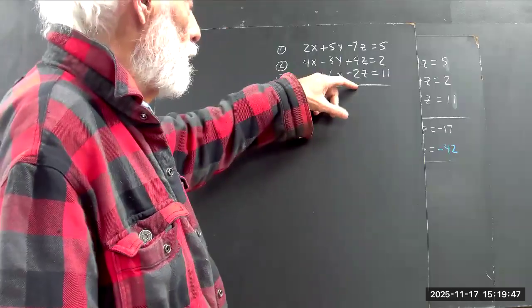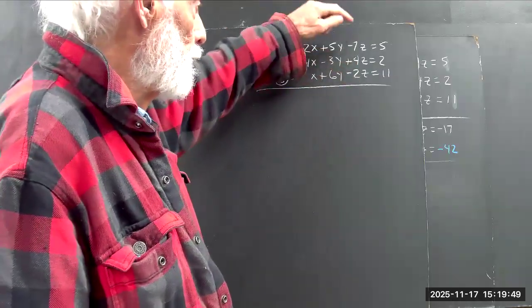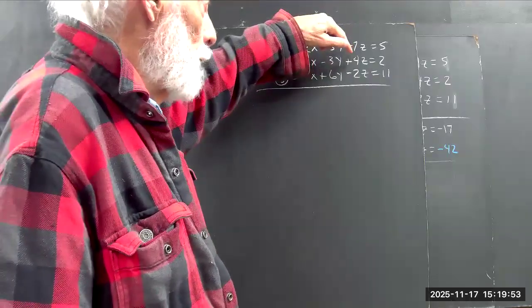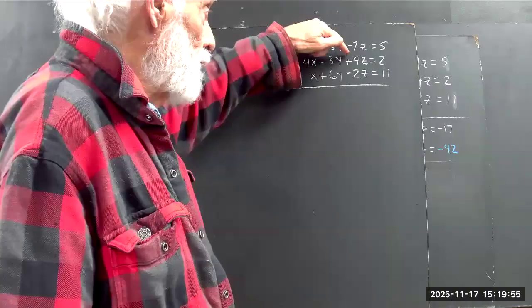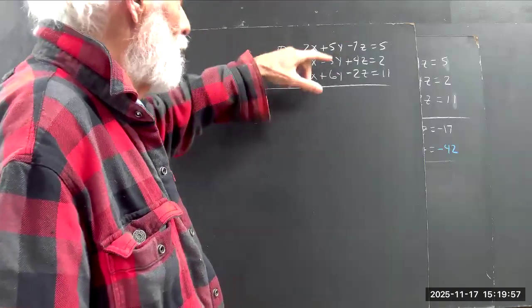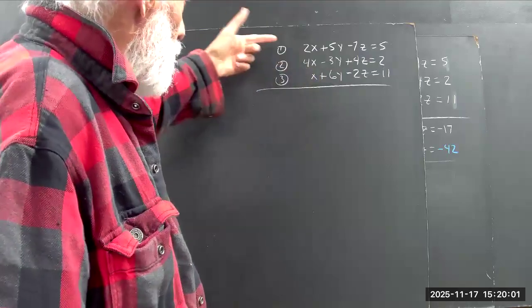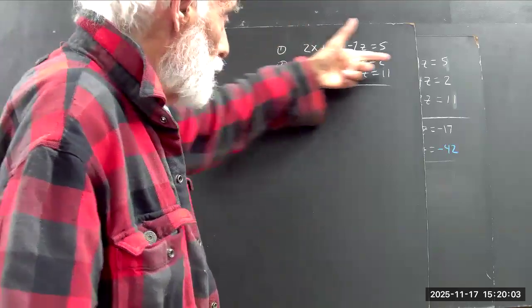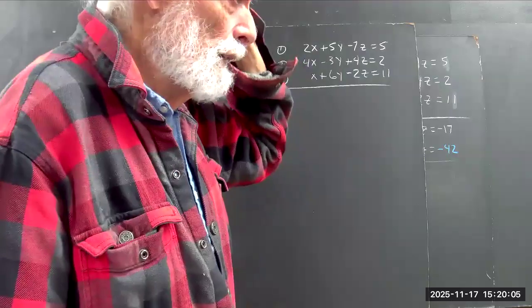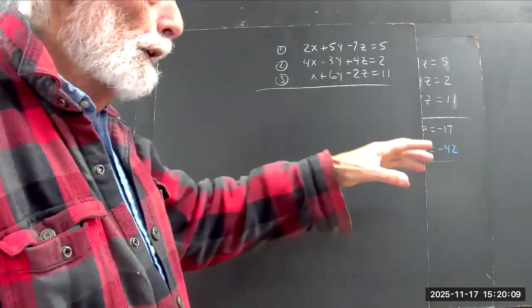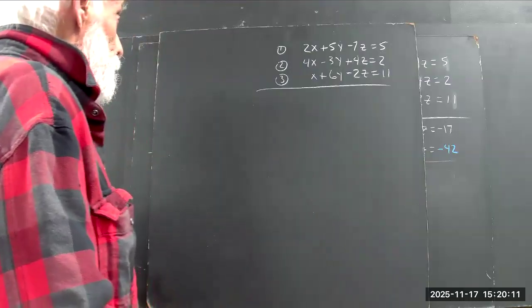But then there's no convenient multiple of either of these equations that will get rid of the negative 7z. We could multiply the second equation by 7/4, and that would get rid of the negative 7z. But the rest of the equation would have some kind of ugly fractions in it, and we'd try to avoid that. Can't always avoid it, but we do if we can.